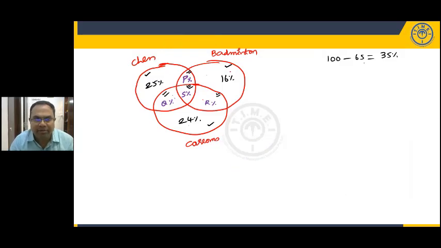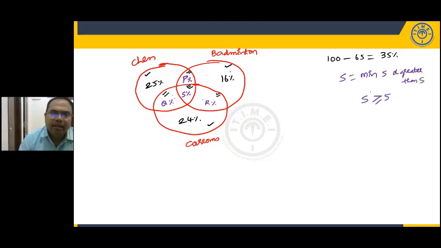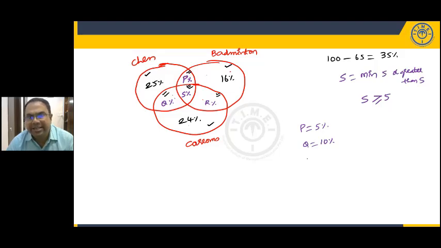So the S value is minimum 5. At least 5 means what? Minimum 5 or greater than 5. So I can write S value should be greater than or equal to 5. Now P, Q, and R are multiples of 5. They are distinct, different, and non-zero. So see, P, Q, and R. P can be 5%. Q can be a multiple of 5. It cannot be 5. It has to be another number, distinct, 10% or 15%.